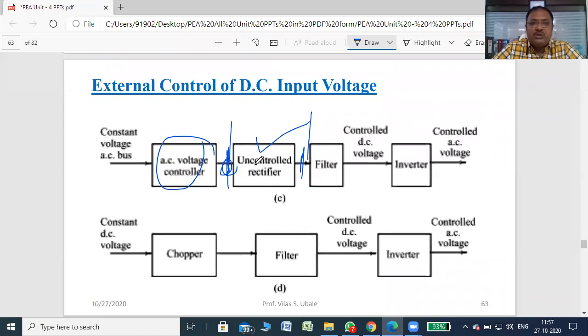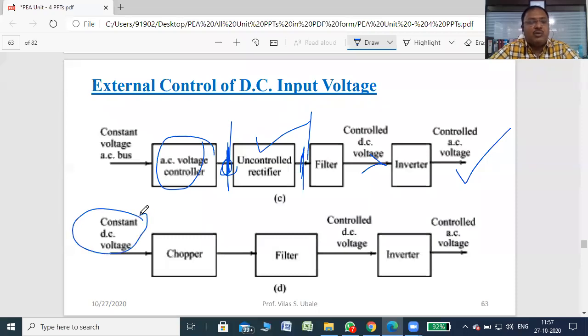Input is higher, output is higher. Input is lower, output is lower, because it is an uncontrolled rectifier. And after the filter, this is a variable DC applied to the input of the inverter, so that you will get a variable AC. And the last one, constant DC.